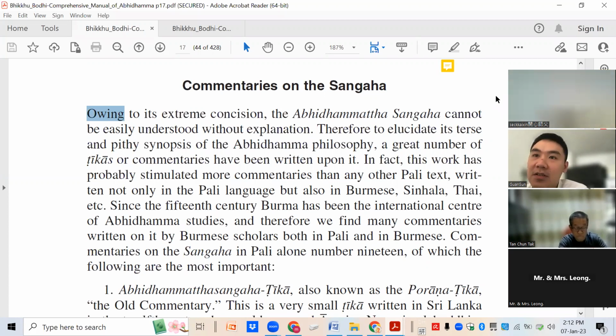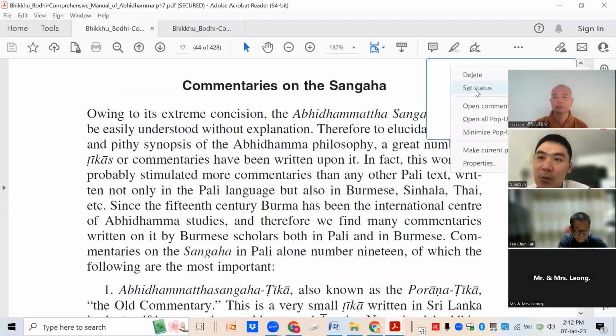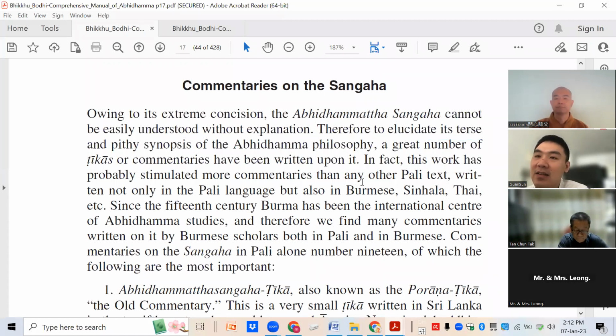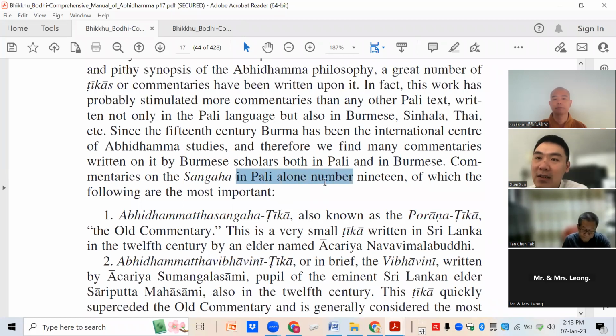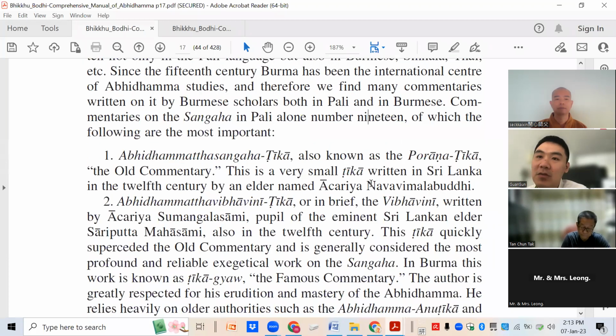Owing to its extreme concision, the Abhidhammattha Sangaha cannot be easily understood without explanation. Therefore, to elucidate its terse and pithy synopsis of the Abhidhamma philosophy, a great number of tikas or commentaries have been written upon it. In fact, this work has probably stimulated more commentaries than any other Pali text, written not only in the Pali language, but also in Burmese, Sinhala, Thai, and others. Since the 15th century, Burma has been the international center of Abhidhamma studies, and therefore we find many commentaries written on it by Burmese scholars, both in Pali and in Burmese. Commentaries on the Sangaha in Pali alone number 19, of which the following are the most important.